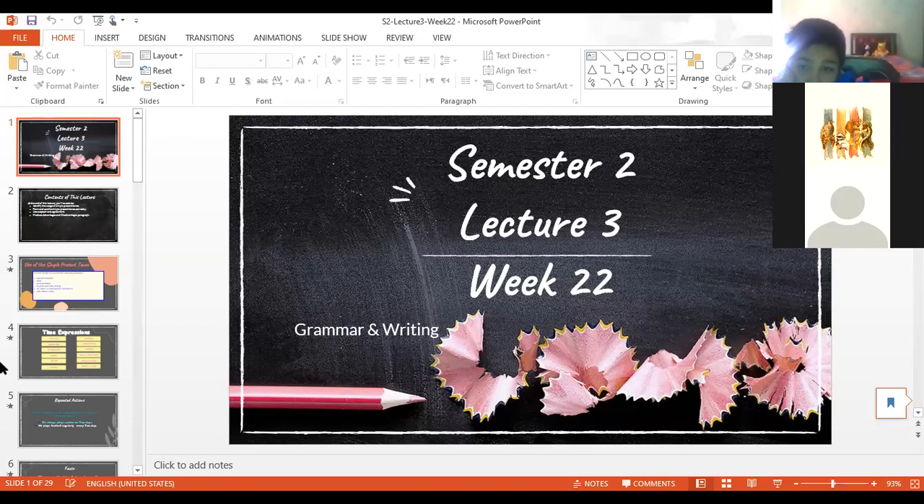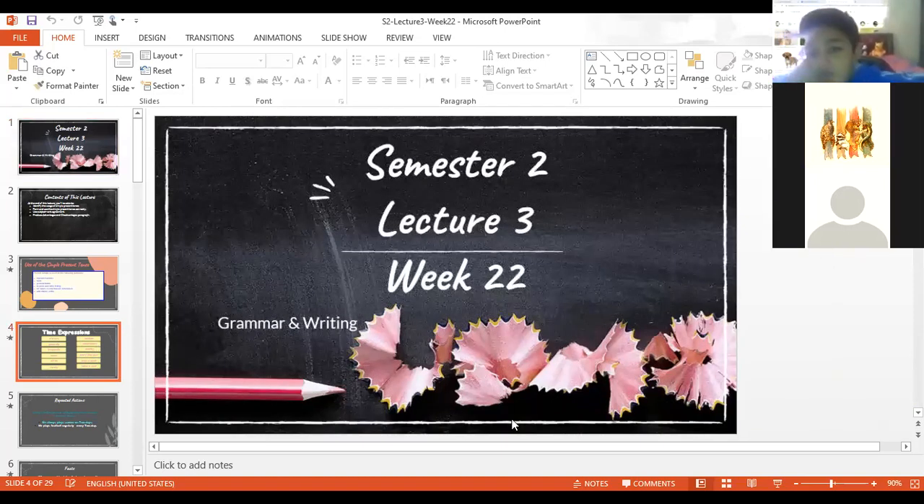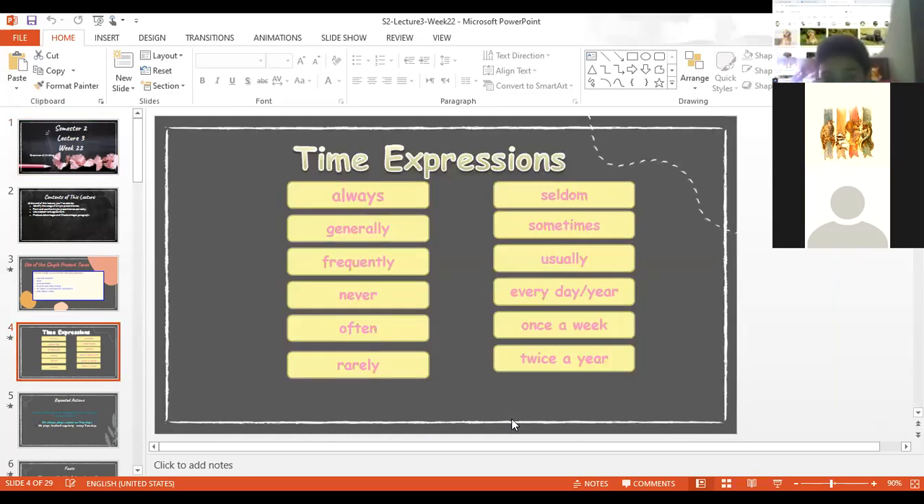There are certain adverbs of frequency or time expressions that show me that the action is happening in the present, like always, generally, frequently, never, often, rarely, seldom, sometimes, usually, every day, every year, once a week, twice a year. So all of these are time expressions that we use to express actions in the present.